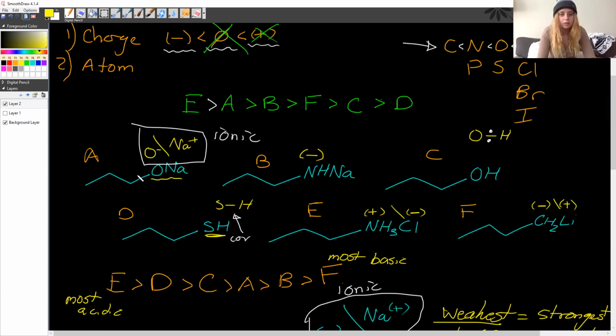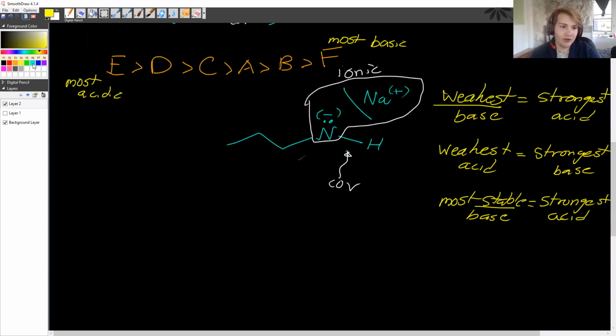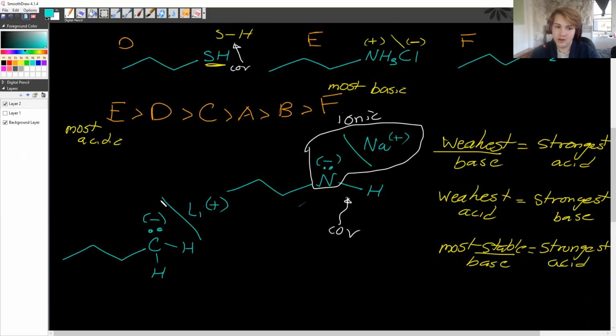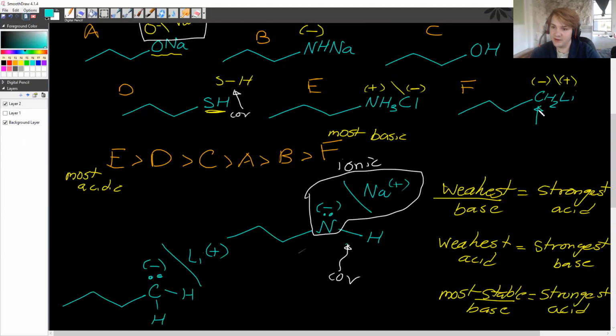Okay, so what about F then? Is that negative or is that positive? Negative charge as well. So if I draw out that molecule for you, what's essentially going on is that we have this carbon with the 2 hydrogens, but then we have this negative charge, which is conjugated with this lithium. So this carbon here has a negative charge. Okay. Does that make sense? Yeah.